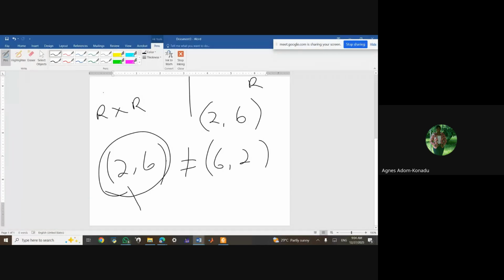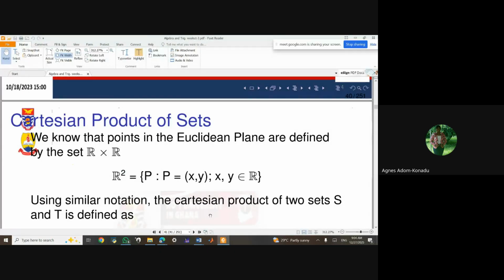When I write this, I know that in the order, this 2 is for the x and this is for y. So they are not the same, x and y. So order is important. Okay, let's continue. It says that we know that points in the Euclidean plane are defined by the set R cross R, which is the same as R squared, which is equal to p such that p is equal to x comma y, and then my x is in R and my y is in R.